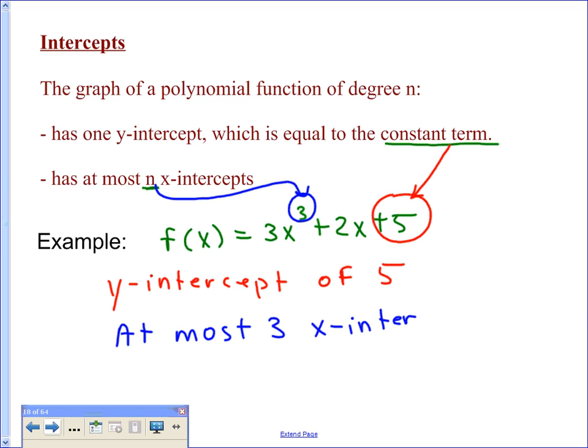Now keep in mind that this is at most 3 intercepts. It does not have to have 3 x-intercepts.